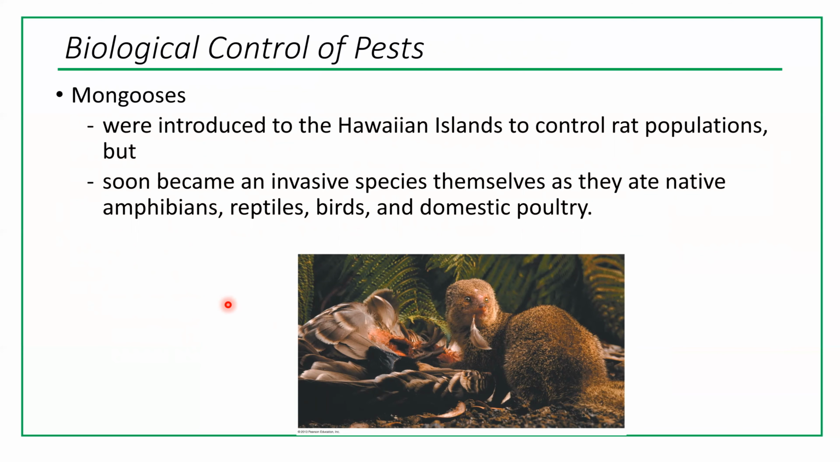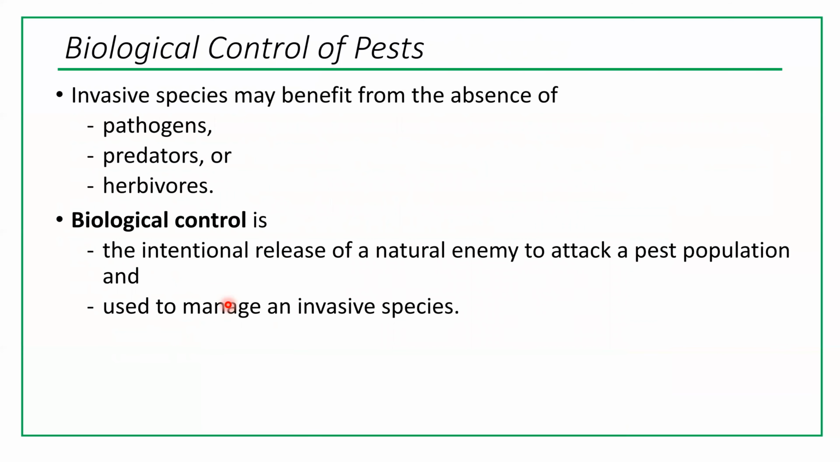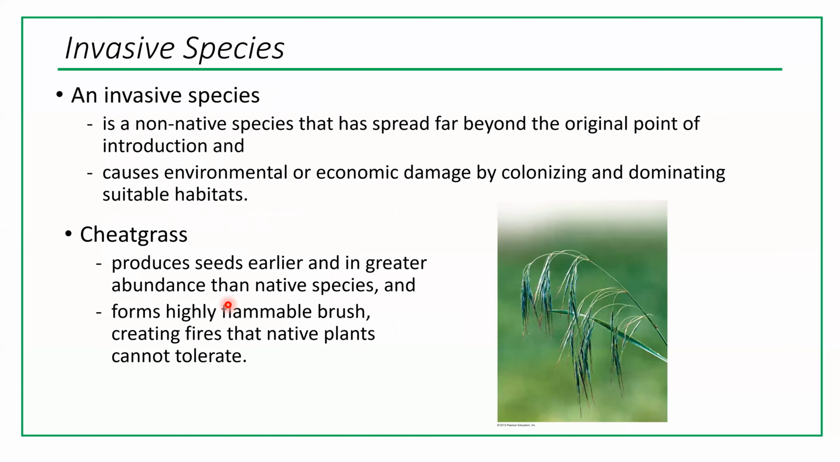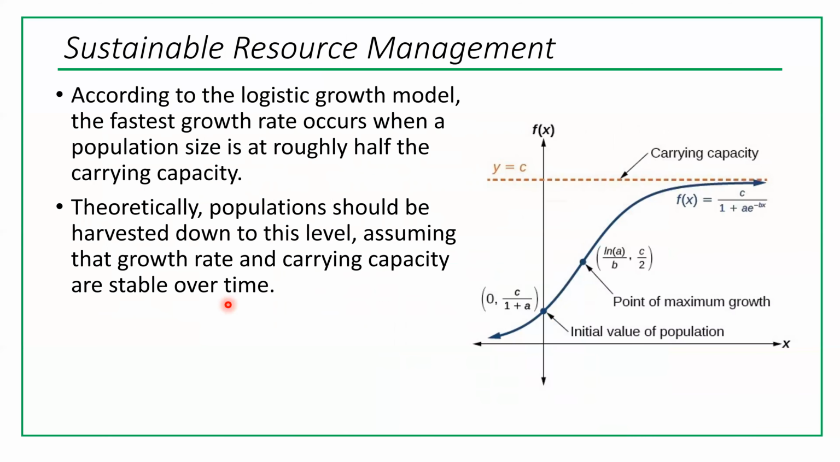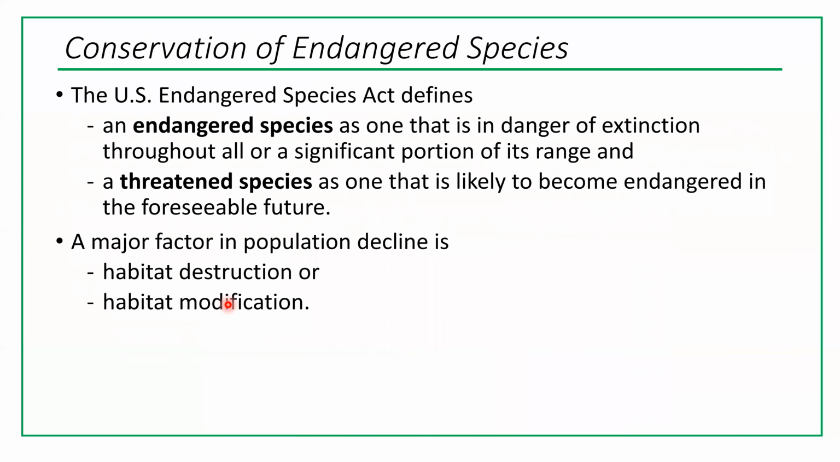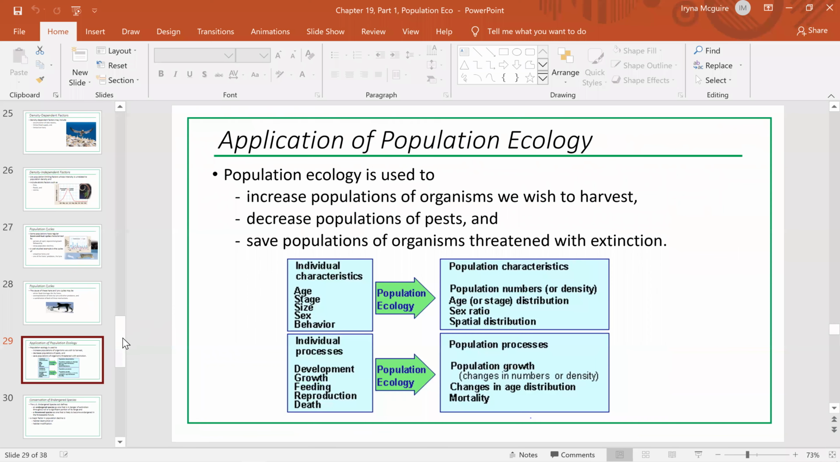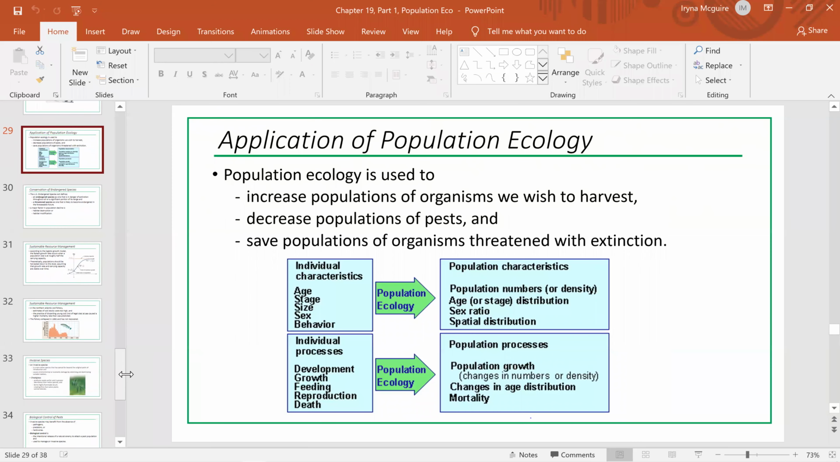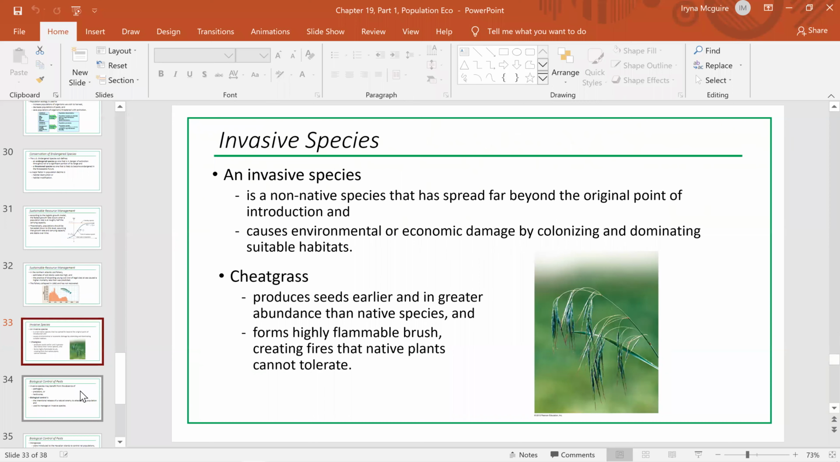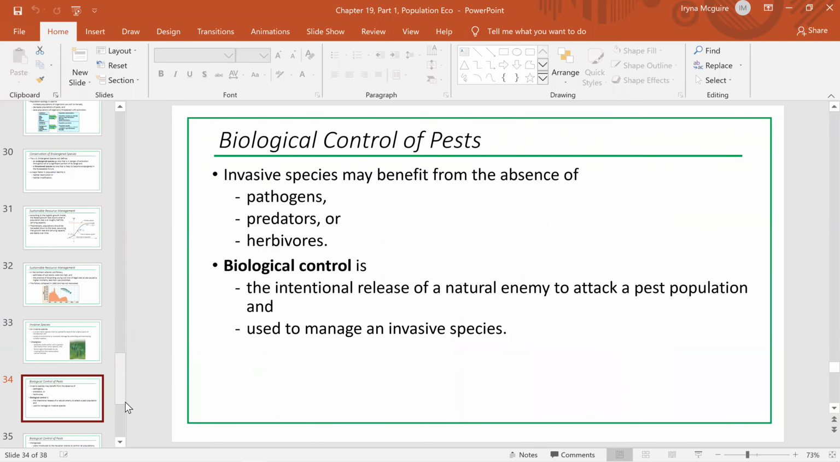And again, why are we talking about biological control? Because we want to control the population of pests, or maybe decrease the population of some plants or animals, right? So if you want to control the population of rats, we were trying to use this mongoose, which didn't work very well.